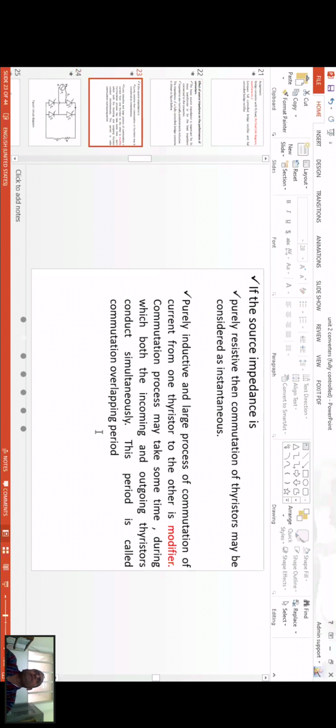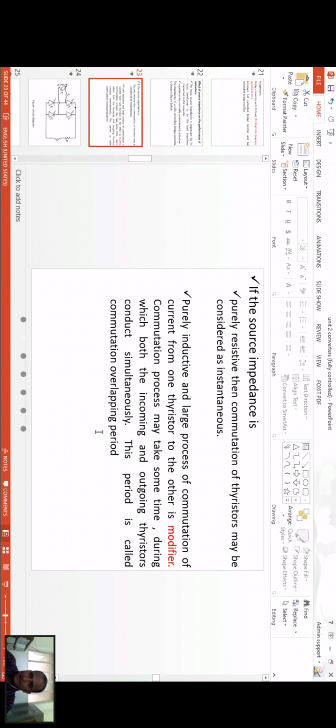If you remember, in analog electronics, somewhere in the power amplifier, in the push-pull amplifier, there is something called crossover distortion. It means there is some problem, some overlapping. When one thyristor stops conducting, the other should start conducting.